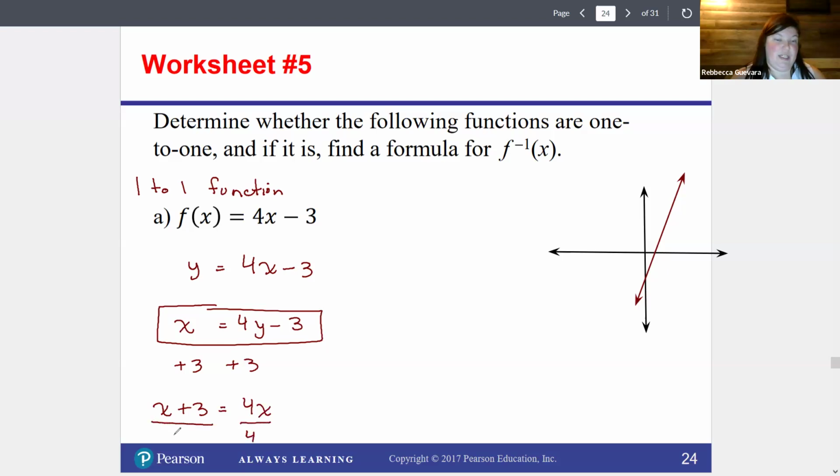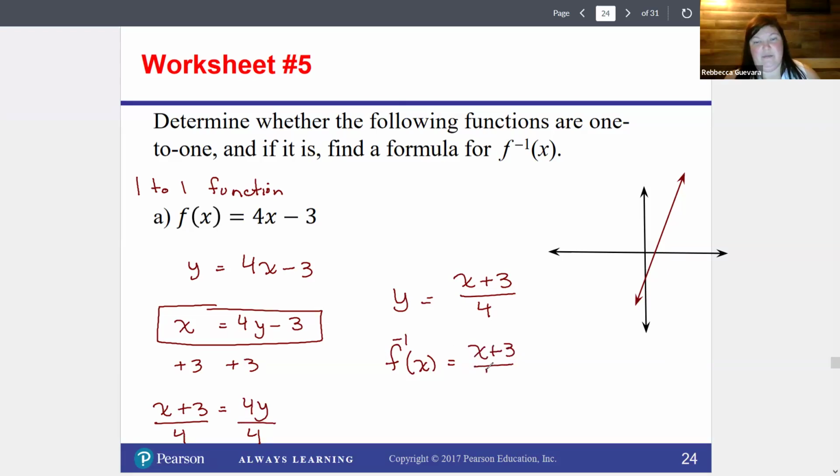So add 3 to both sides, then divide by 4. We are going to, oops, sorry, this is my y. I can fix that. We see that y is now going to equal x plus 3 divided by 4. And then we just replace y with my f inverse of x. So f inverse is just x plus 3 over 4.